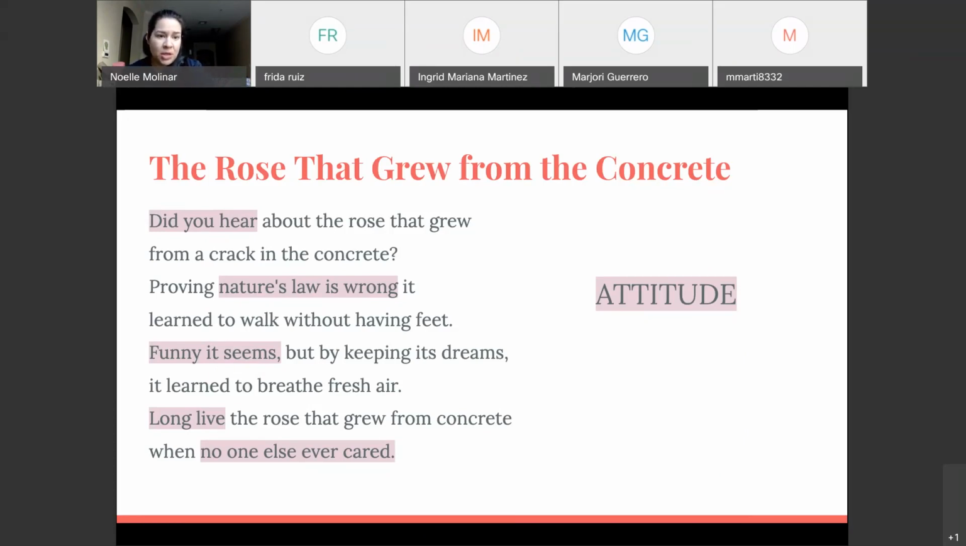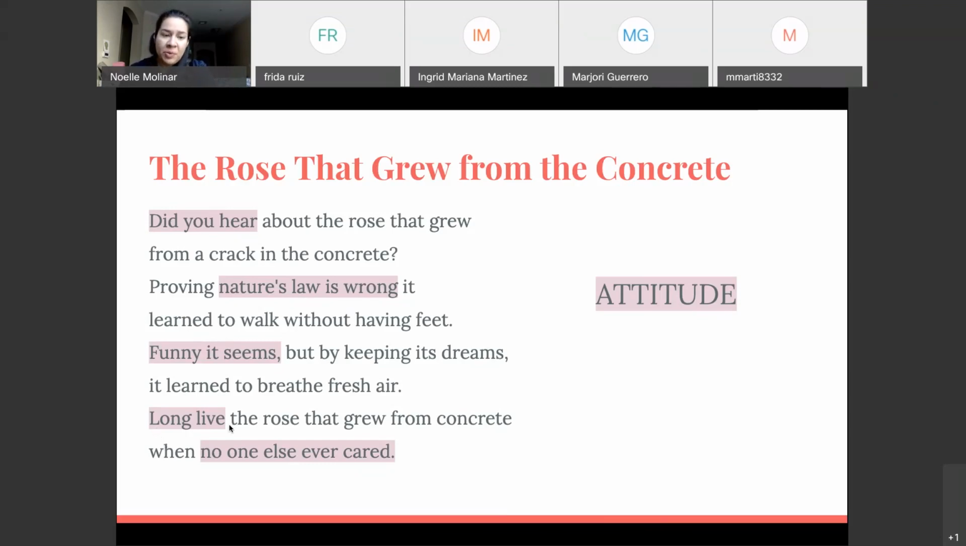"Funny, it seems." We don't know if they mean funny, haha, or funny like irony, like we had in The Necklace, where it's, wow, look at this situation where somebody was working so hard for nothing. And the same thing here. Is it similar? We have to think about our attitude for that line.